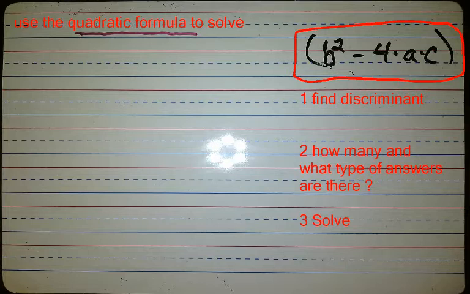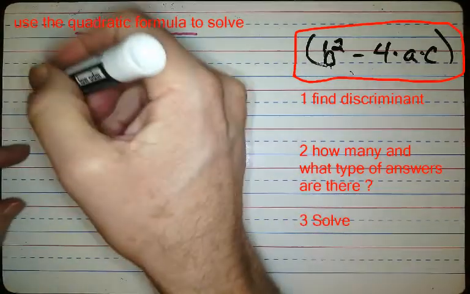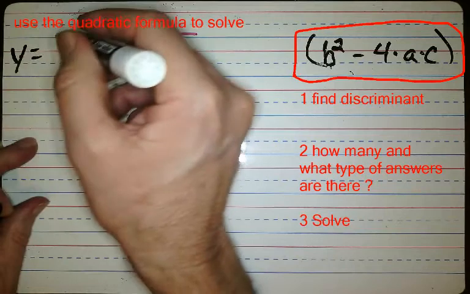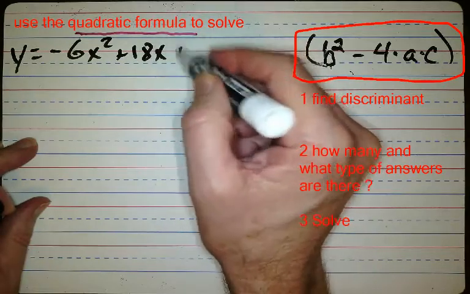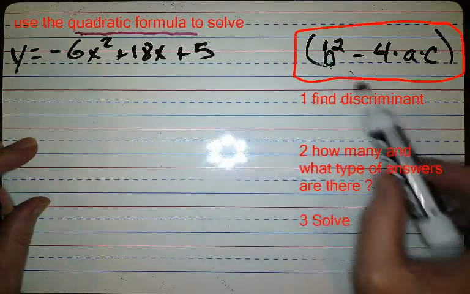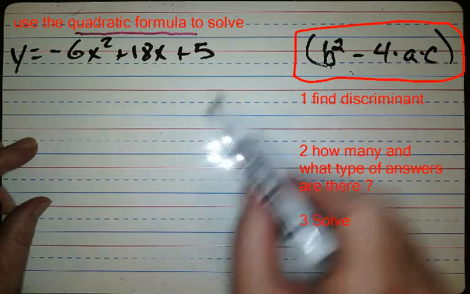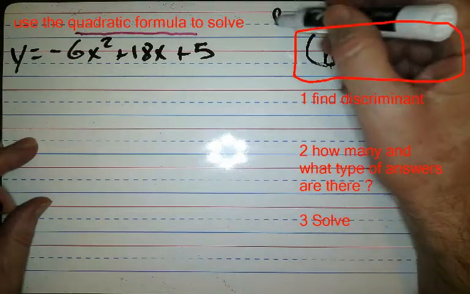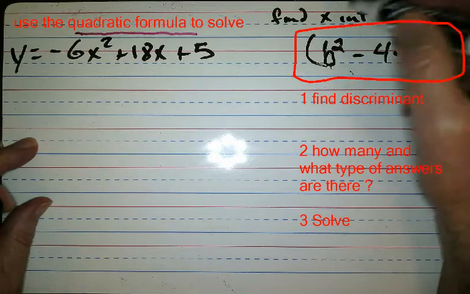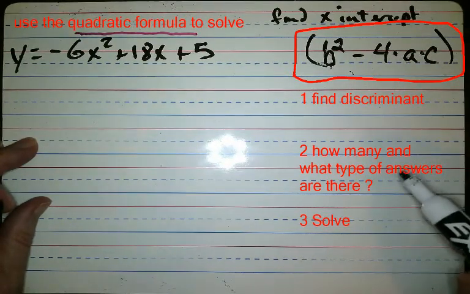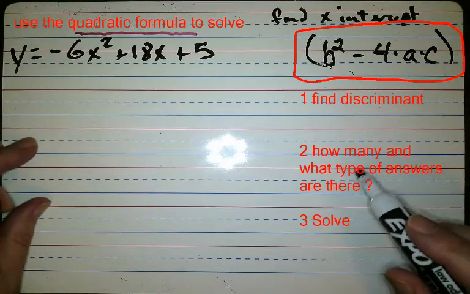All right. We want to use the quadratic formula to solve some problems. The problem we want to solve is this one: y equals negative 6x squared plus 18x plus 5. And we have to follow these steps right here. When I say solve, what I really mean is find the x-intercepts, if there are any. And if there are not any, remember they'll be complex. So here we go.